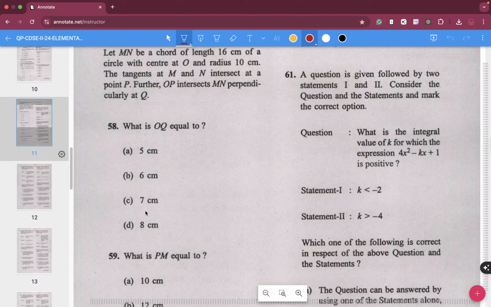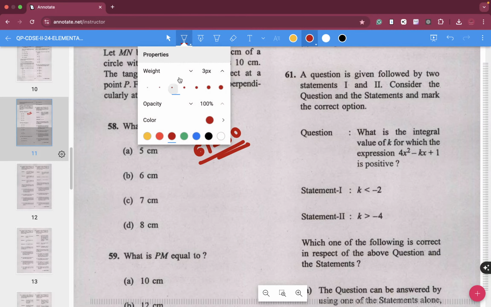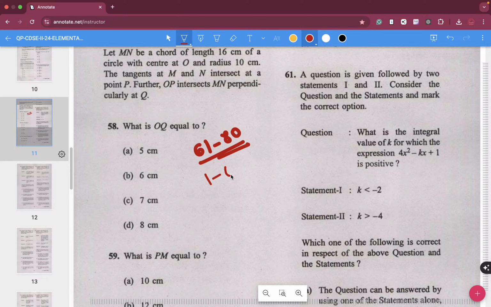So today we wanted to do questions number 61 to 80. We have already done questions number 1 to 60 in the previous videos, so you can go and check them by yourself. Question number 61 is a statement type question.